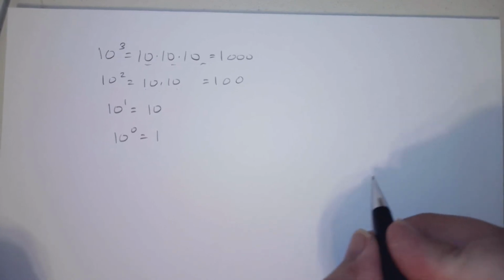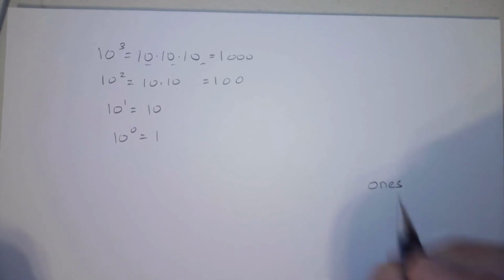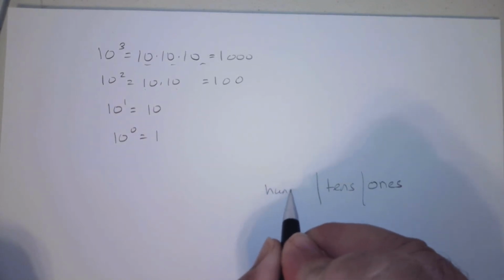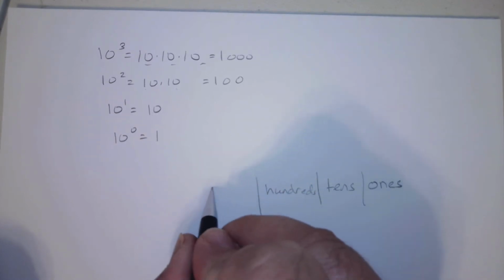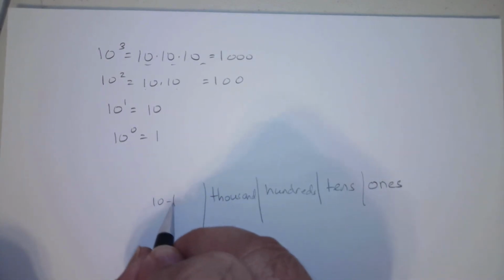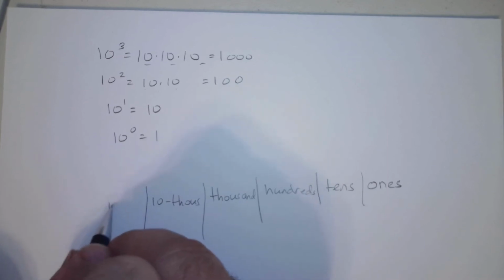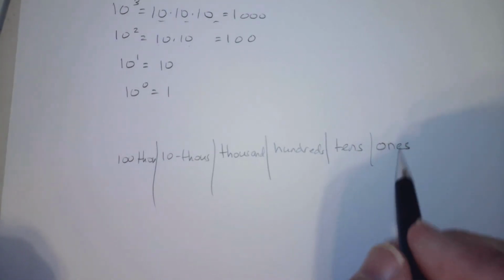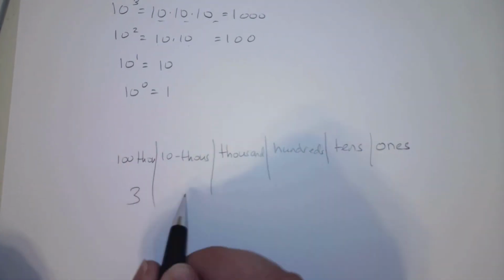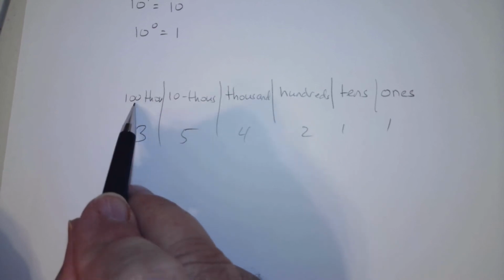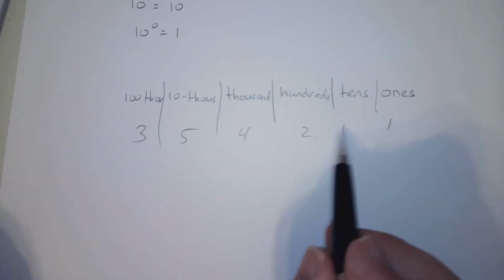Now, remember in elementary school when you were taught the place values? The first ones are called the ones, then the tens, then the hundreds, then the thousands, then the 10,000s, then the 100,000s, and so on and so forth. So if we had the number 354211, that would be read 354,211.